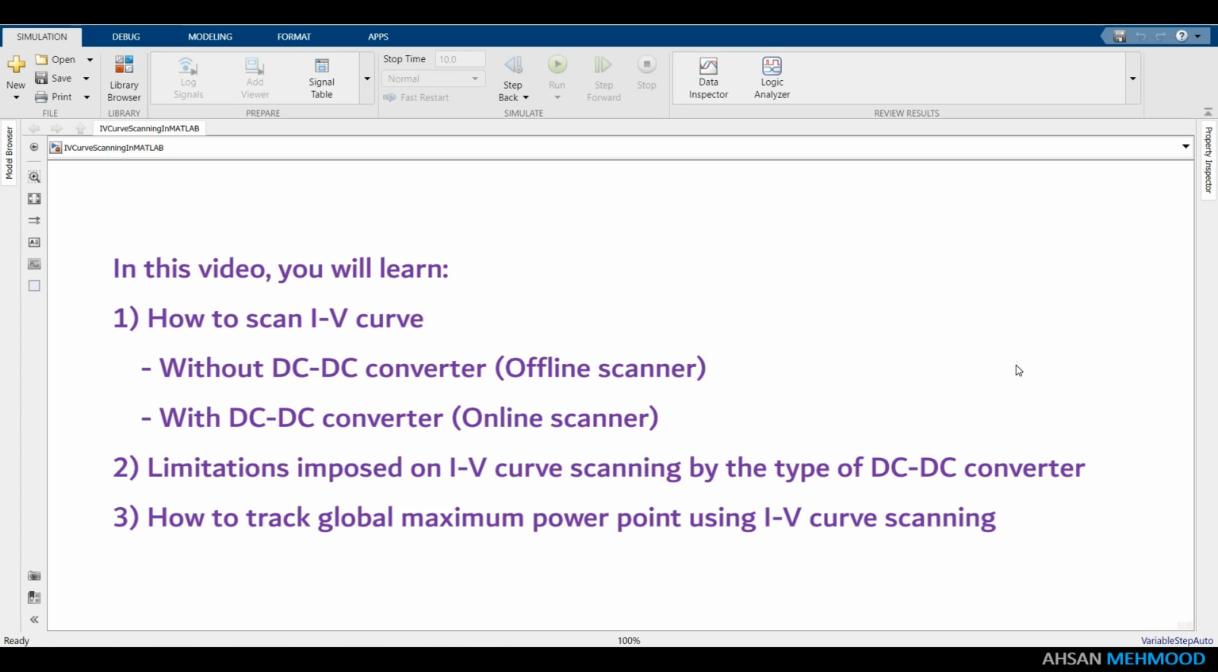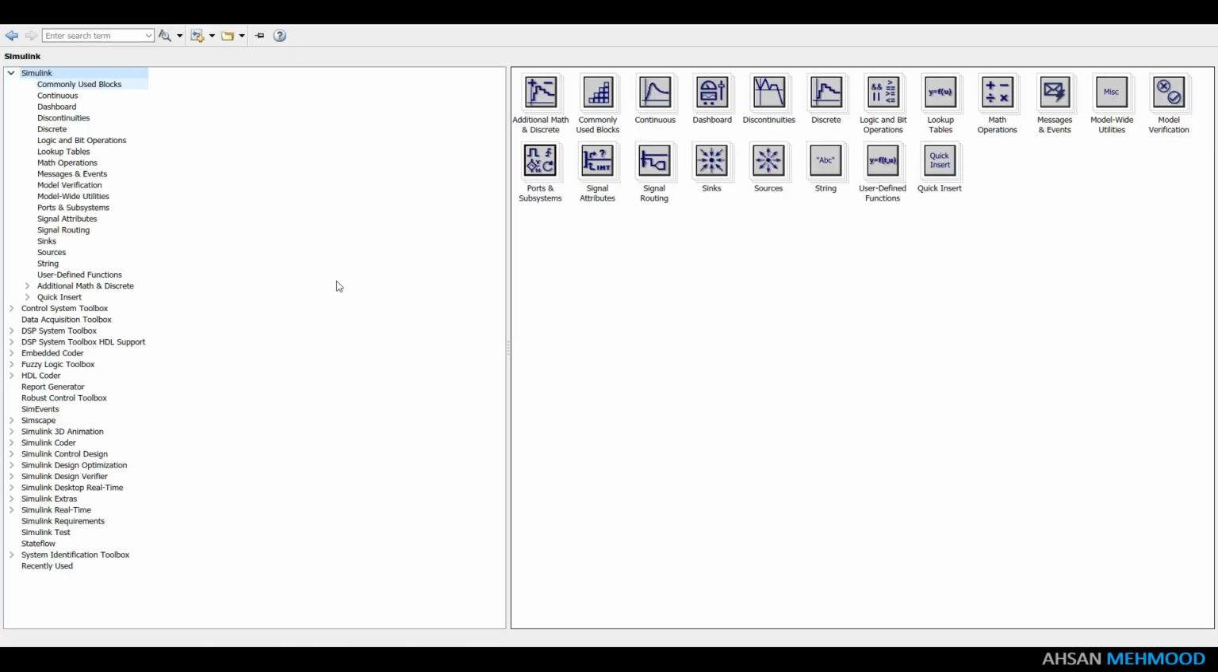First, I'll show you how to scan an IV curve using a simple circuit that doesn't require a DC to DC converter, often known as offline IV curve scanning. To do so, use the library browser and add the following blocks to your Simulink file.